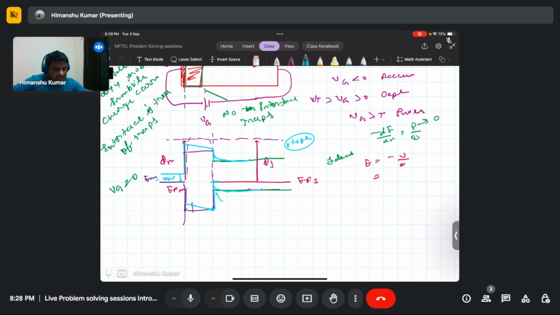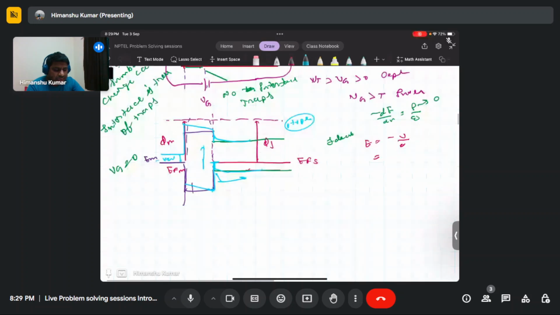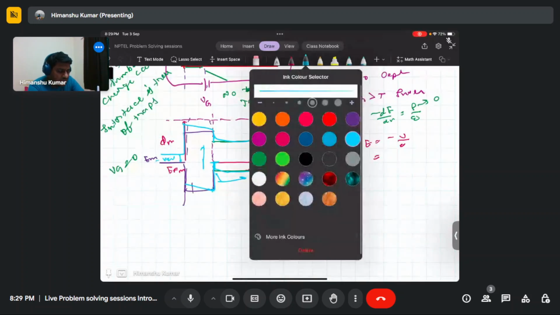They will move to this side and form a sheet charge. This direction is at log scale, but if you see it in linear scale, this will look like a very thin sheet of charge carriers over there. So you can just assume this operation as an accumulation region, and the capacitance which forms here will be the accumulation capacitance.